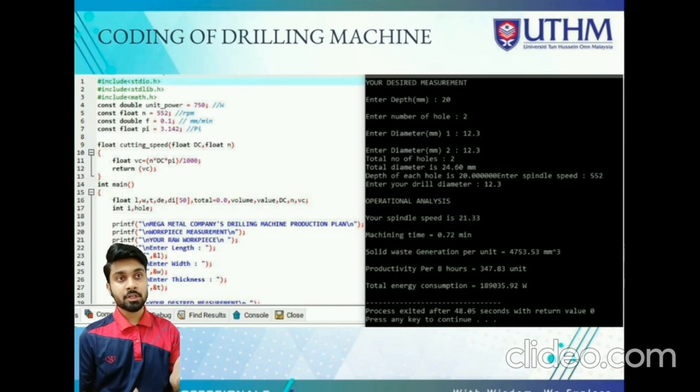Now I'm going to talk about the codings. These are the codings for our drilling machine. We used Dev C++ software to create the coding for this report. From the knowledge of the computer programming subject, which we are taking in this semester, we insert the data for these codings. From the output of the coding, we can get the operational analysis, which are spindle speed, machining time, solid waste generation per unit, productivity per 8 hours, and the total energy consumption.